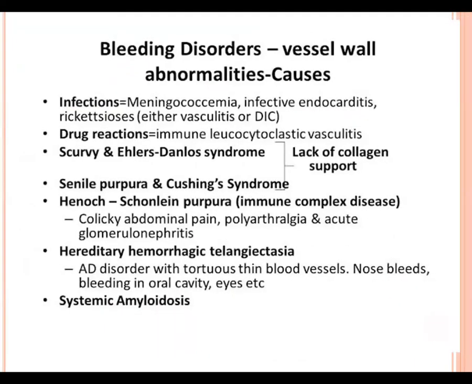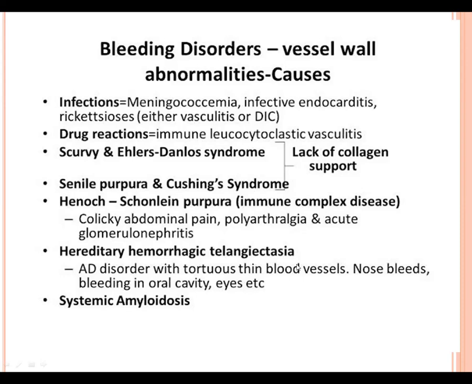And the bleeding disorders caused by vessel wall abnormality may be due to infections. Examples are meningococcemia, infective endocarditis, rickettsia. A number of other infections can lead to vessel wall abnormality. Maybe a drug reaction that leads to leukocytoclastic vasculitis and vessel wall abnormality. In scurvy and Ehlers-Danlos syndrome, there is a lack of collagen support, which makes the vessel wall weak. Then senile purpura and Cushing syndrome, and Henoch-Schonlein purpura, which is an immune complex disease, and this leads to vessel wall abnormality.